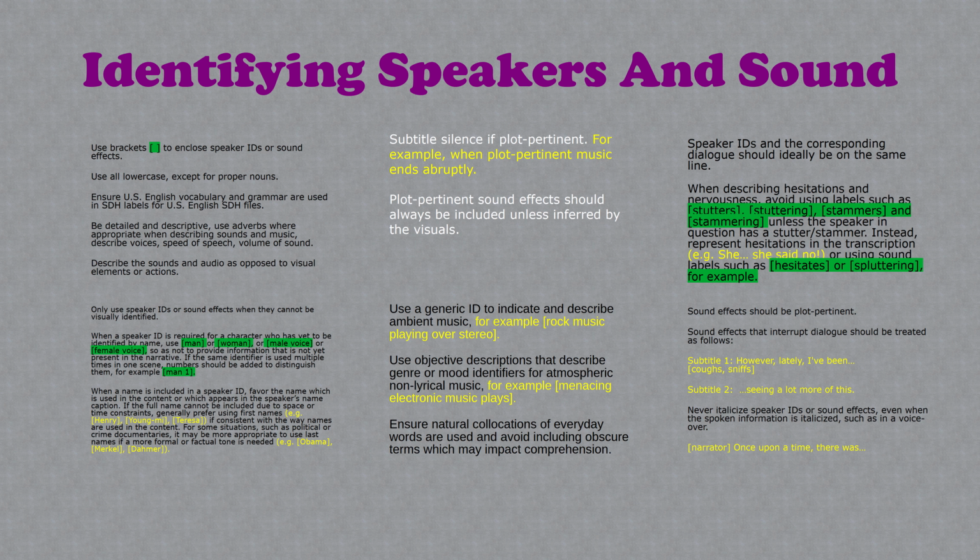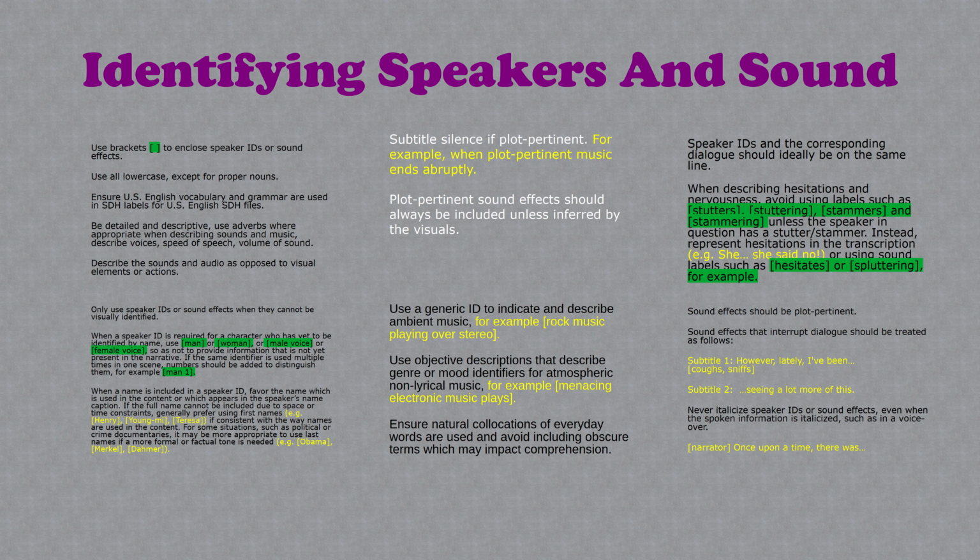Plot pertinent sounds should always be included unless inferred by the visuals. Use a generic ID to indicate and describe ambient music. For example, [rock music playing over stereo]. When a name is included in a speaker ID, favor the name which is used in the content or which appears in the speaker's name caption. If the full name cannot be included due to space or time constraints, generally prefer using first names.